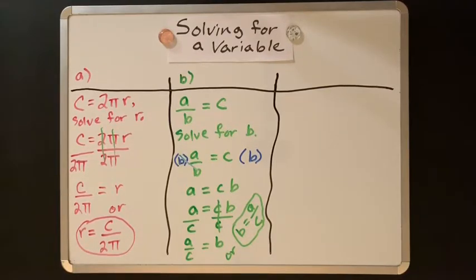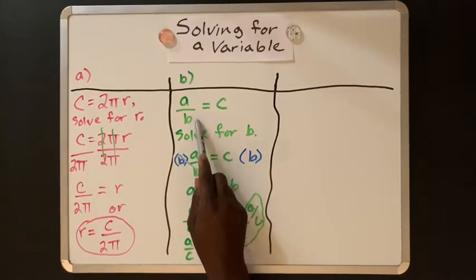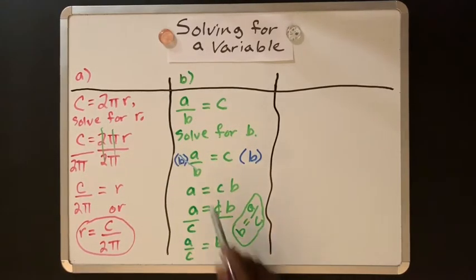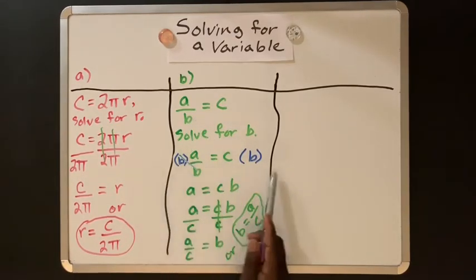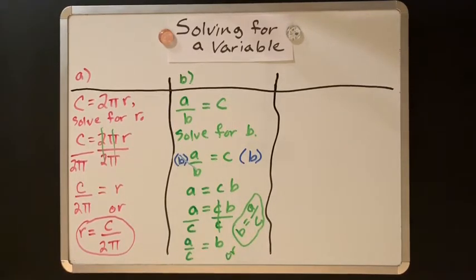What did we do the first time? We used multiplication property of equality. We multiplied both sides by B because this is what you do when you're solving for a variable. When you have a fraction, you're solving for a variable in the denominator. You take that denominator and you multiply both sides by it, cross B out, you get A equals C times B. And you need to get rid of C, so you divide both sides by C. And then you get B equals A over C. Or we rewrote it the other way.